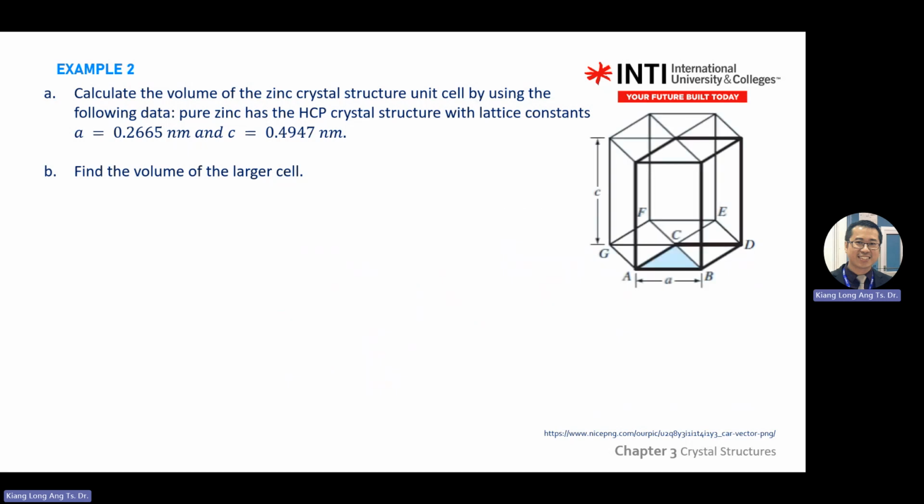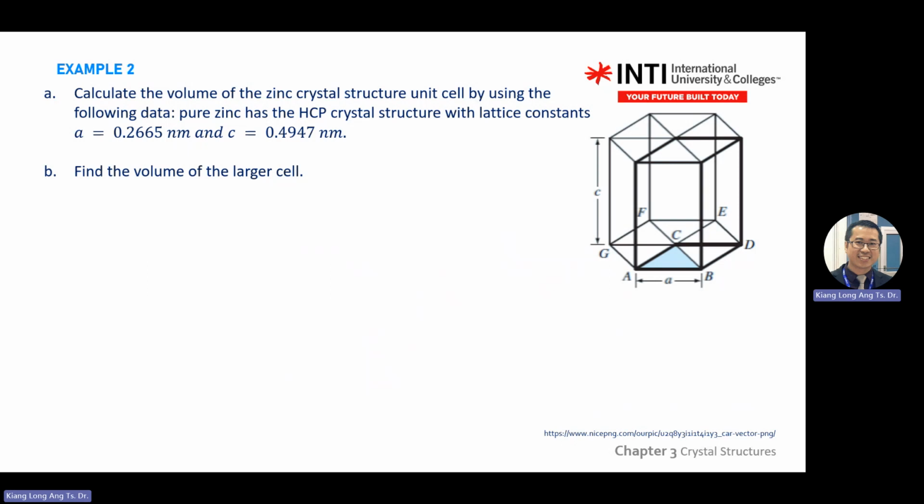So you draw the HCP crystal structure. You draw a hexagon, then join the six corners together. You get the bottom plate. Once you draw the bottom, you can either extend up or down, depending on your preference. In this case, extend up. You have six corners. Join the faces together. You get the hexagonal prism, or HCP structure.